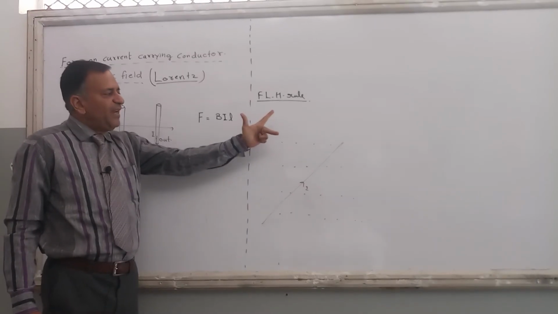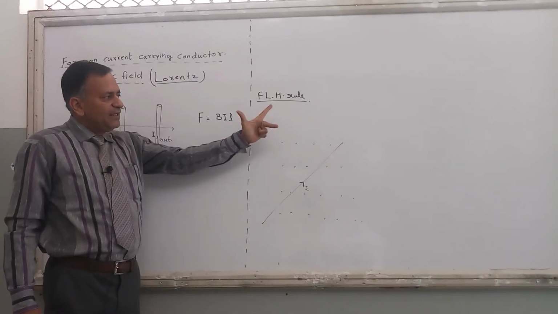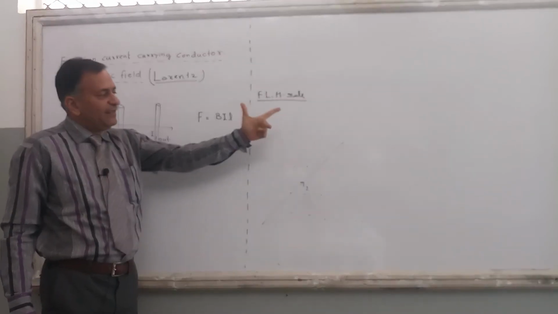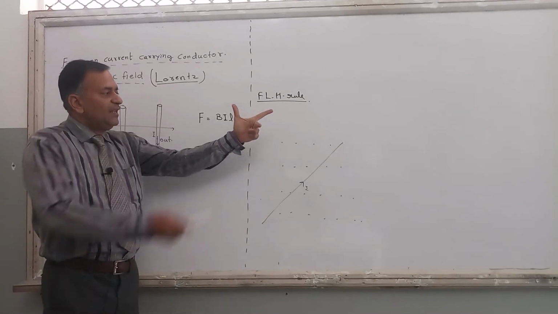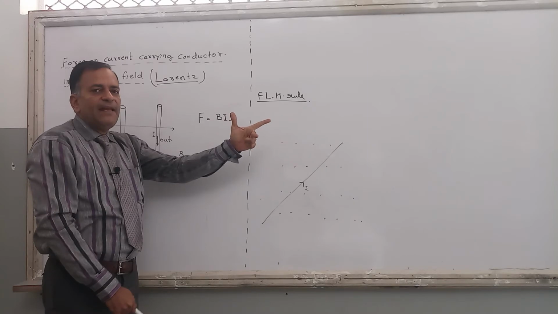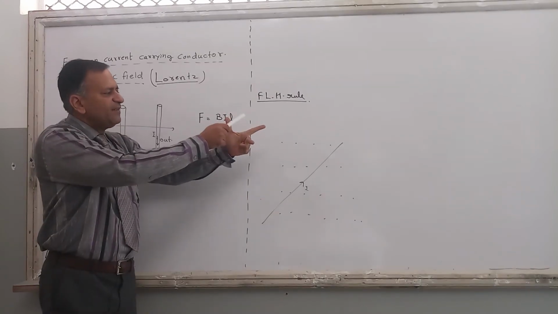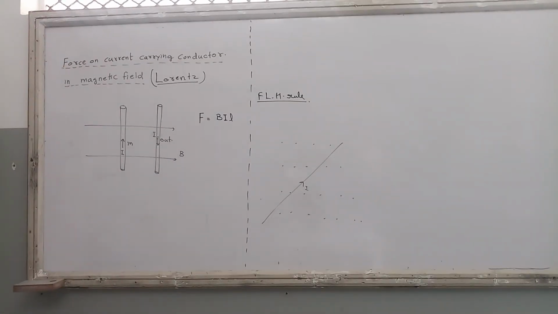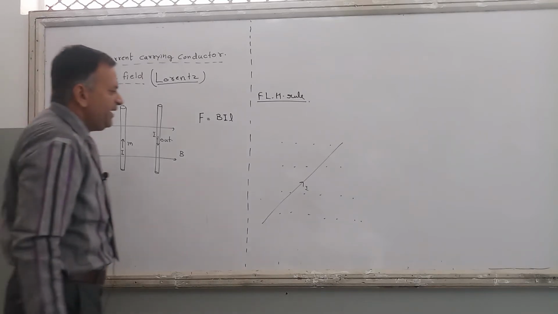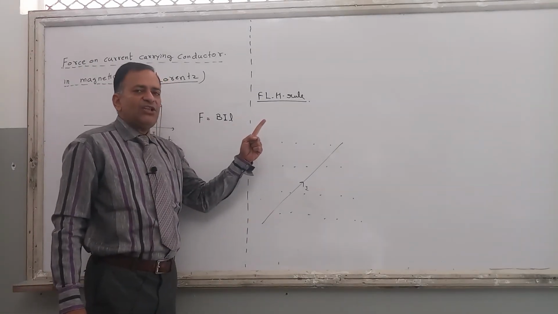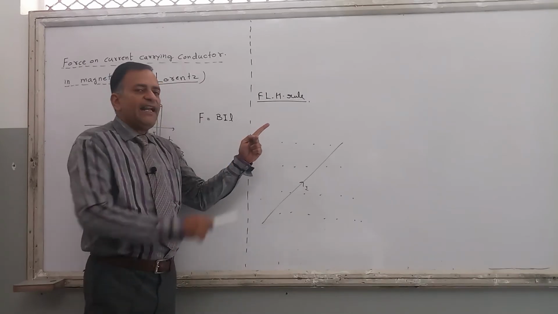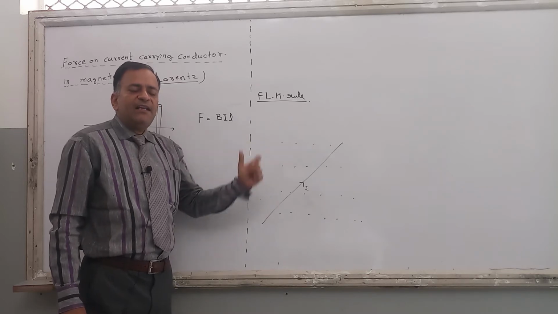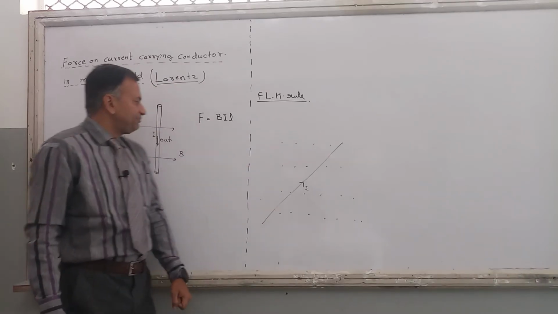Be very cautious when you are keeping them in this manner. It should not be like this, it should be exactly like this. The fingers should be comfortable. Thumb, first finger, second finger, and the order they represent is force, field and current. That means if you keep your first finger in the direction of magnetic field, the second finger in the direction of current, then the thumb will show the direction of force. Clear? Let us do some very simple examples.